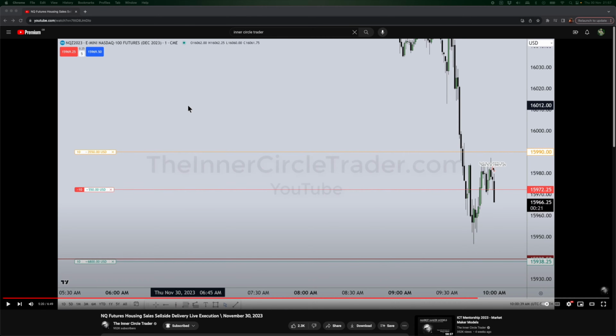So this is the trade he took just before news, a few seconds before news at 10 a.m. He executed some sell orders. He put his stop loss at 15,990, and then his TP was at 15,98 and a quarter. This was roughly a 2R trade that he took on the 1 minute for NASDAQ.